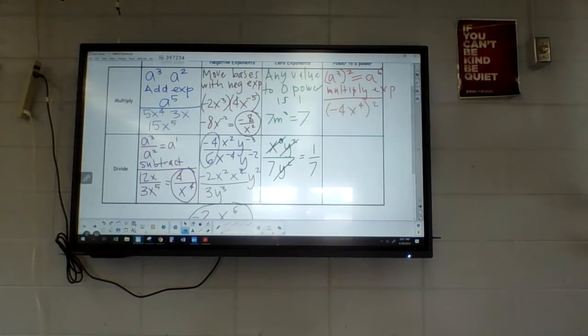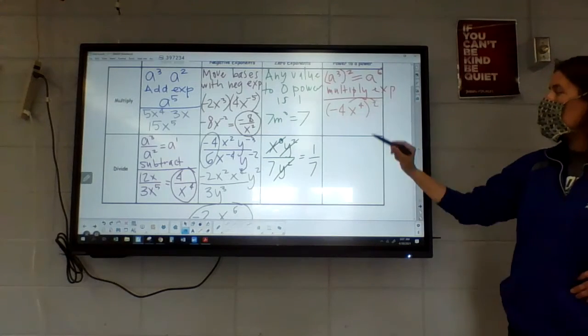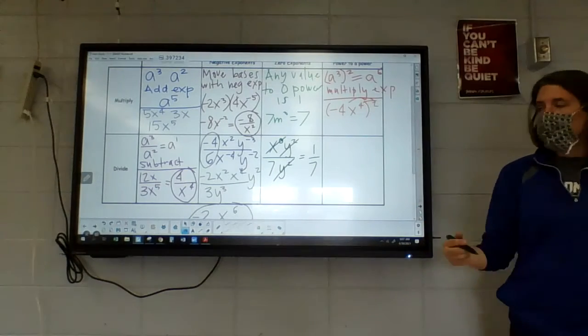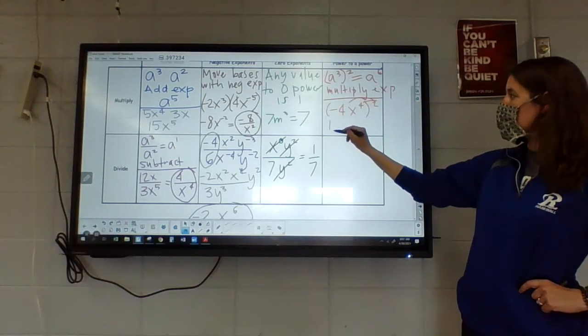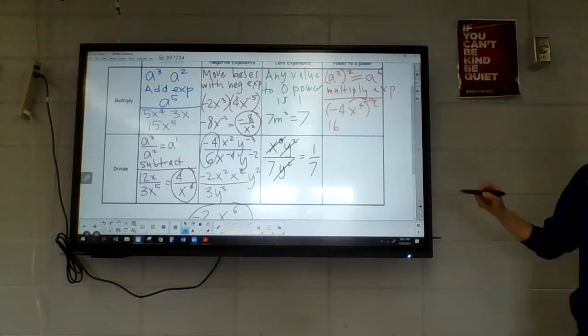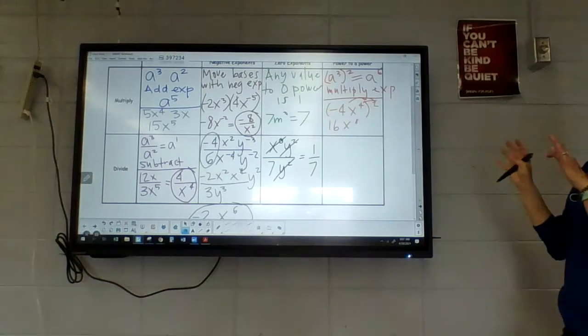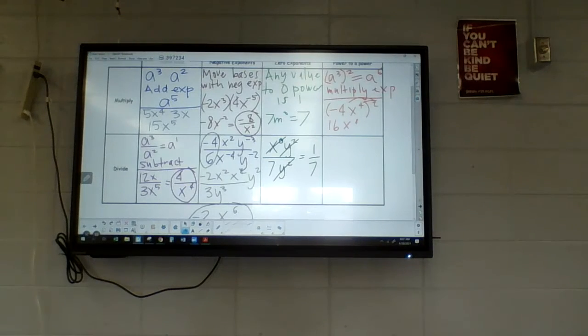By like -4, x to the 4th, all being raised to the 2nd power, we would distribute that power in. Now remember, -4 to the 2nd is going to be a +16. Negative squared is going to be a positive. And then here we multiply those exponents. So understanding the difference of the exponents versus the coefficients.